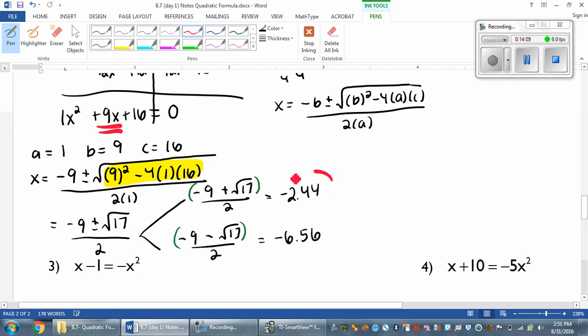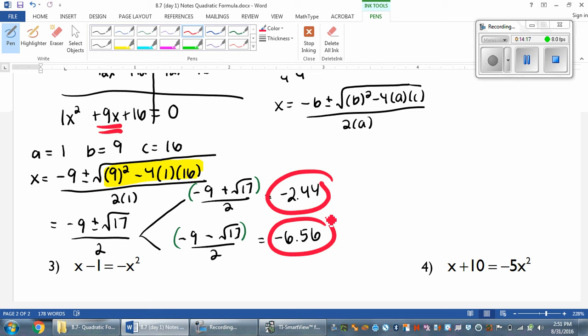Again, we're going to write them in least to greatest order, but I'm running out of time. Okay. Let's jump down to number 4.